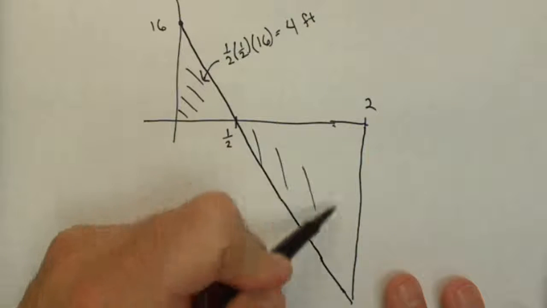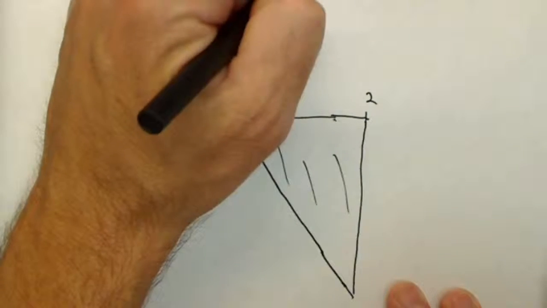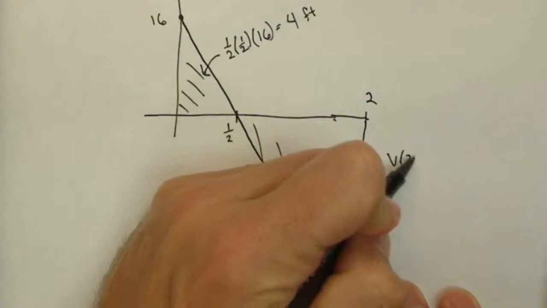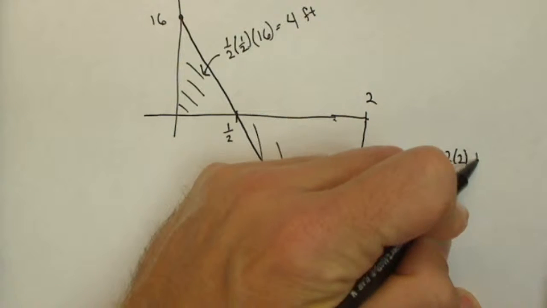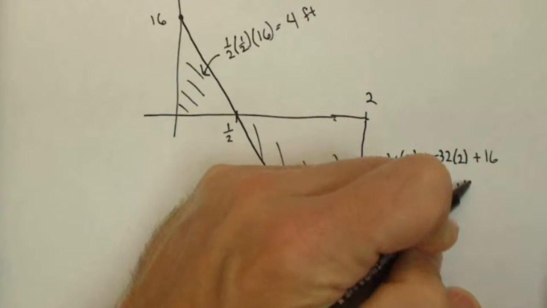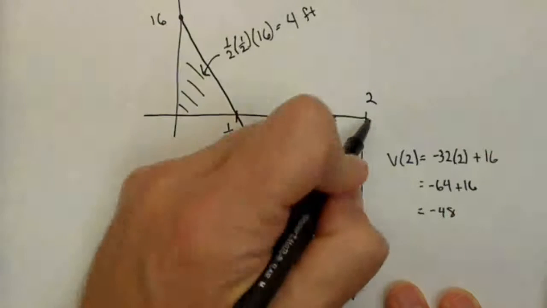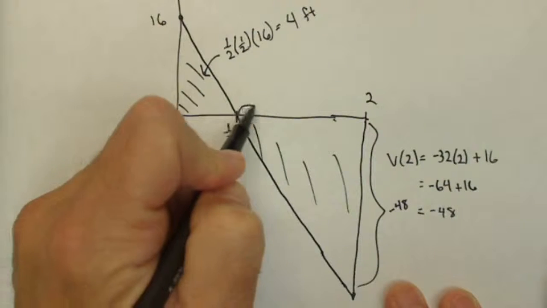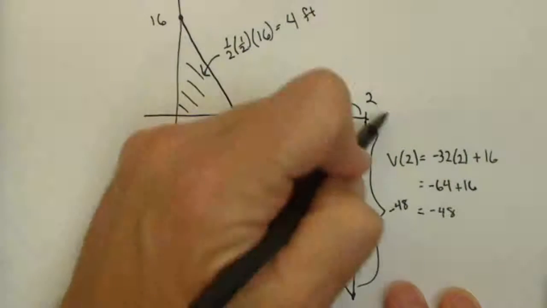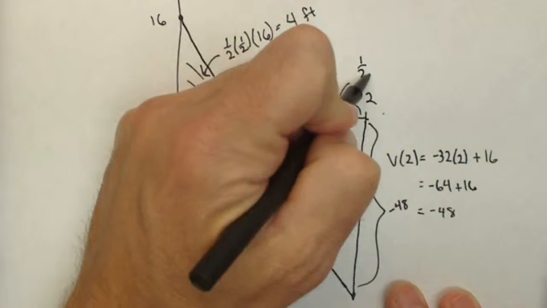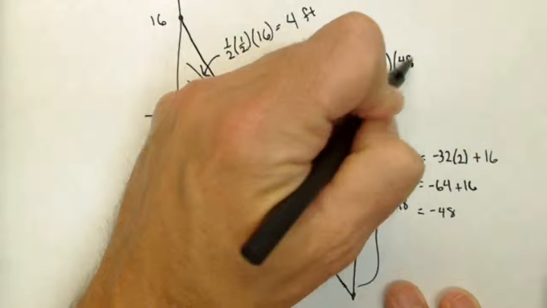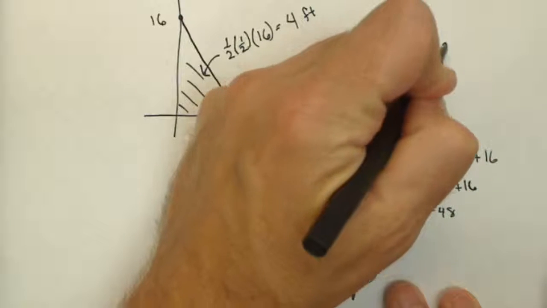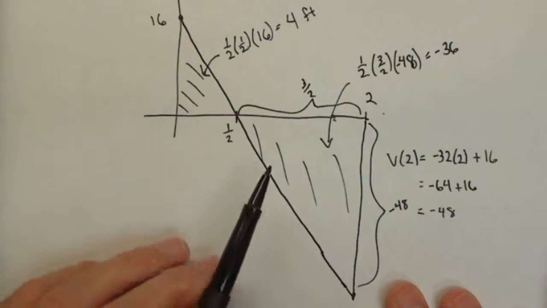Here, let's calculate the area of this one. At 2 seconds, we need this value, so v of 2 equals negative 32 times 2 plus 16, or negative 64 plus 16, or negative 48. So that makes this negative 48. We know it'll be negative because it's below the x-axis. And this here is 1.5, well, let's do it as 3/2. In calculating the area of this triangle, we have 1/2 times the base, which is 3/2, times the height, which is 48. Let's keep the negative in there, and so we're going to have negative 36. Remember what we saw earlier, the ball dropped 36 feet.